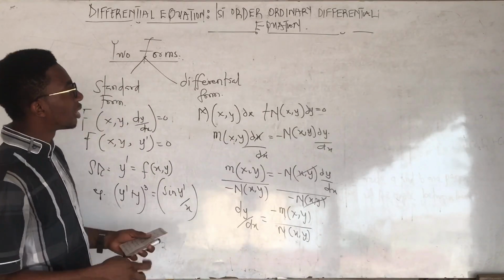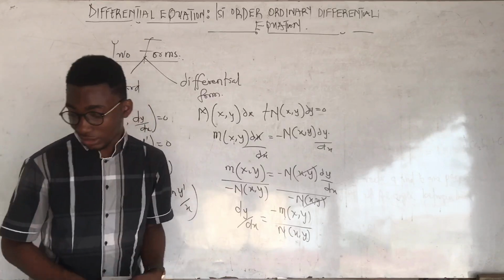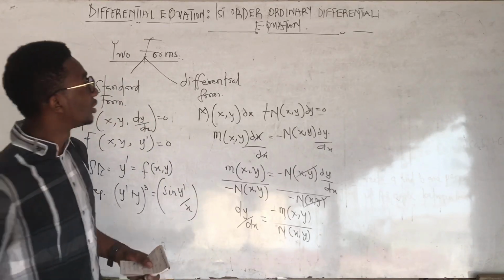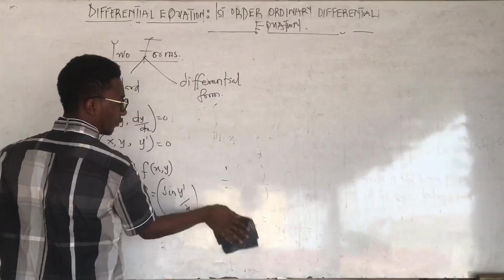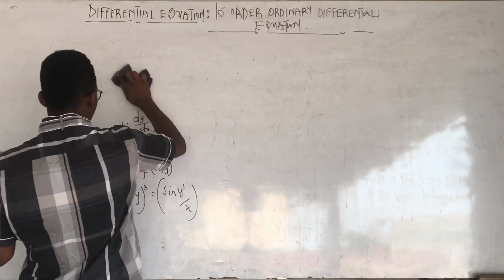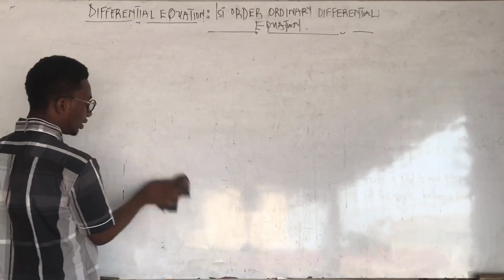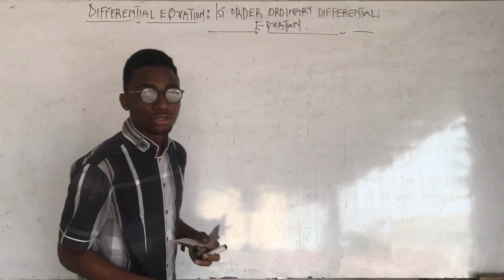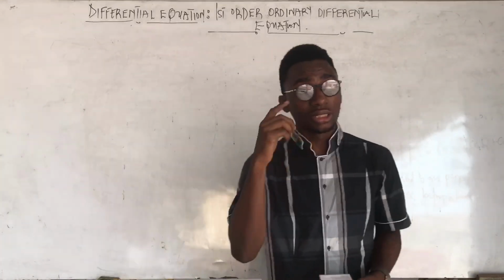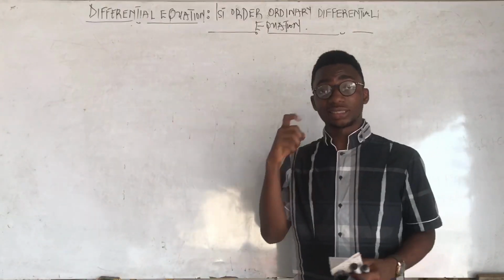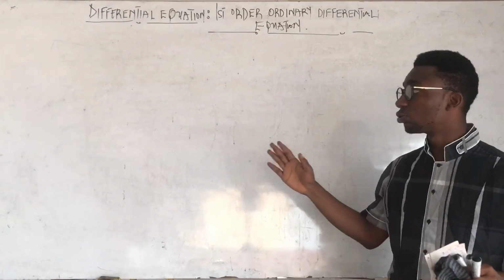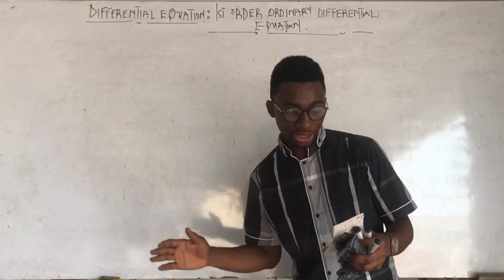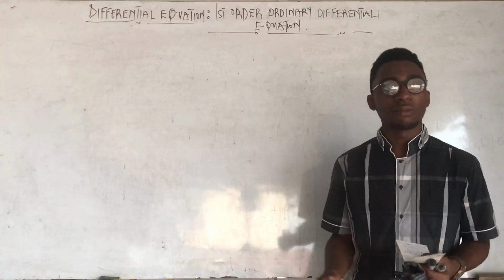All right, let's look at how we can find solutions to a first order differential equation. Now, in finding solutions to a first order differential equation, there are many methods we can go by. First of all, basically, we start with the method of what? Separation of variables. The method of separation of variables.